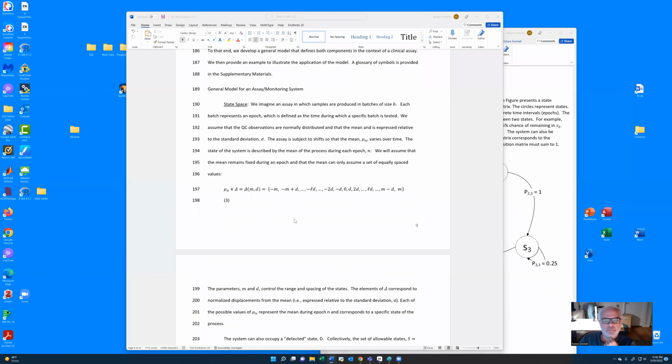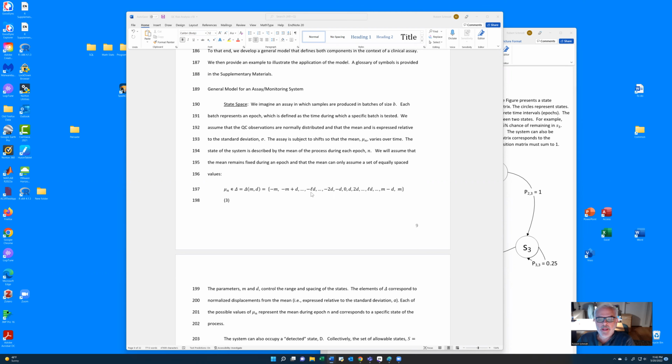Okay, so we have this state transition diagram, and you can remember from the conceptual video, we need to specify all the parts of that diagram. And one of them is the states. And so equation 3 here in the paper is just a way of listing those. So we describe this in terms of M and D.